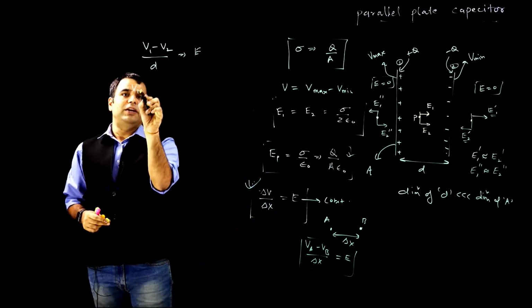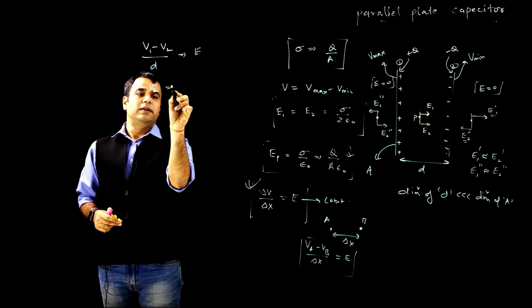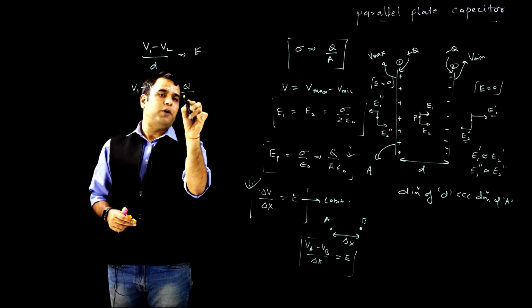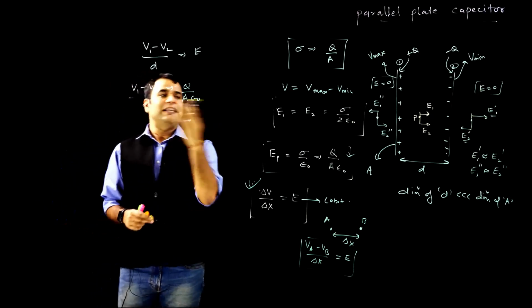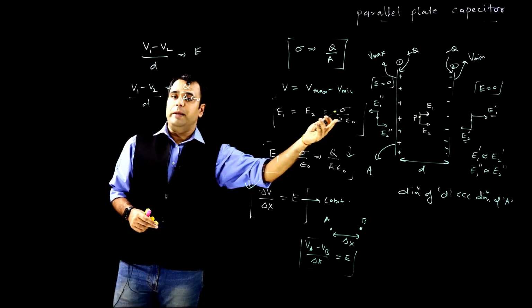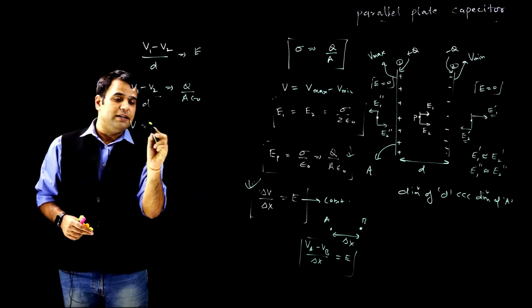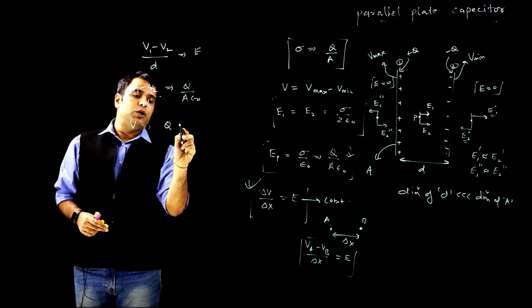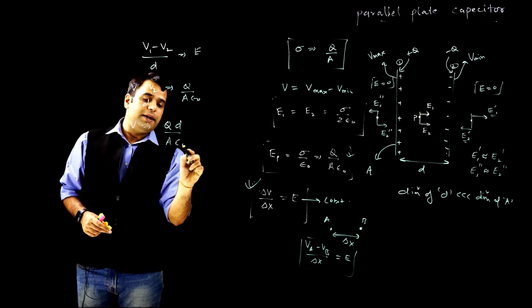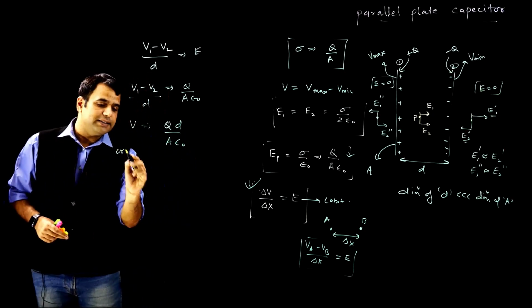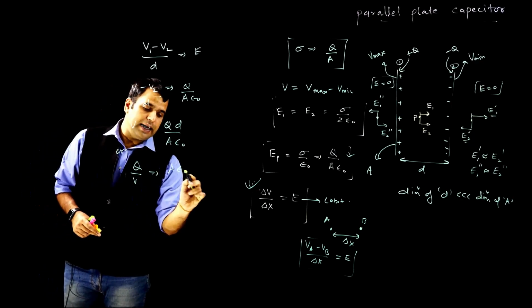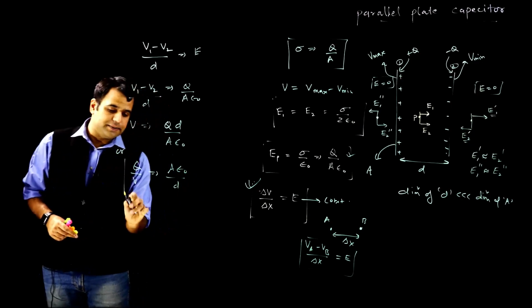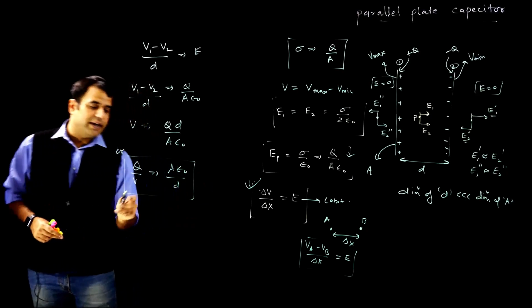So let's put the value. V1 minus V2 will be equal to Q upon A epsilon naught, times D. And this V1 minus V2 is nothing but V max minus V minimum, which we can replace as V, and that will be equal to QD upon A epsilon naught. Or we can say it will become Q by V is equal to A epsilon naught upon D. So this is the result we are getting.